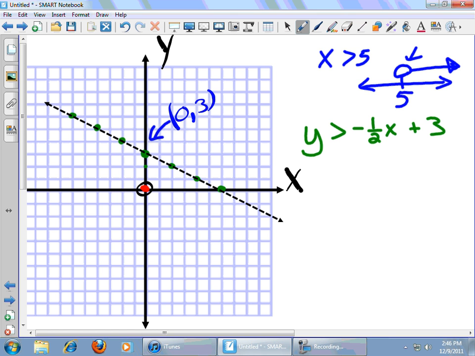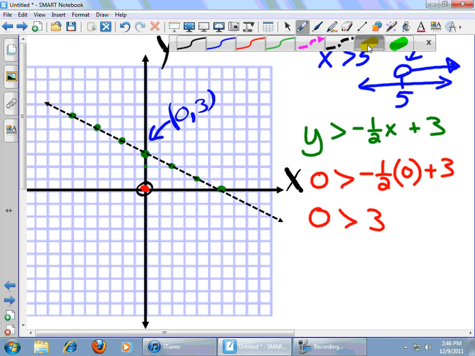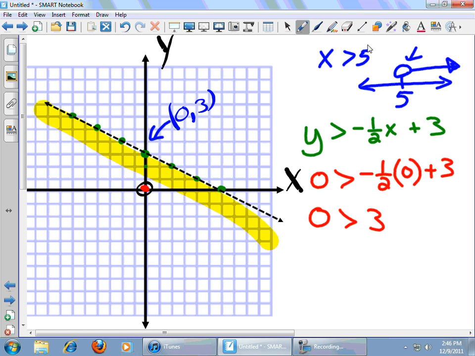So y is going to be 0, greater than negative 1/2 times 0 plus 3. I'm going to simplify. I'm going to get 0 is greater than 3. That is a false statement. Because it is a false statement, I will shade below my broken line. Had it been a true statement, I would have shaded above it.